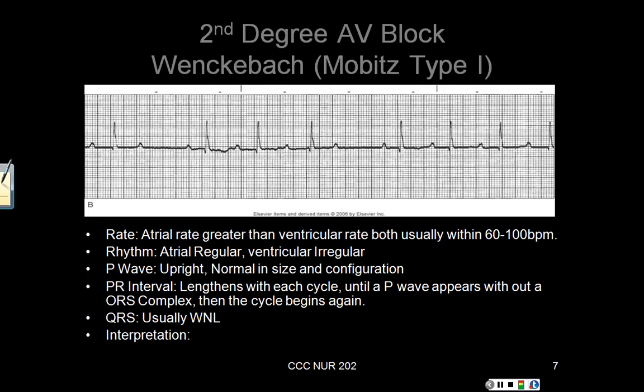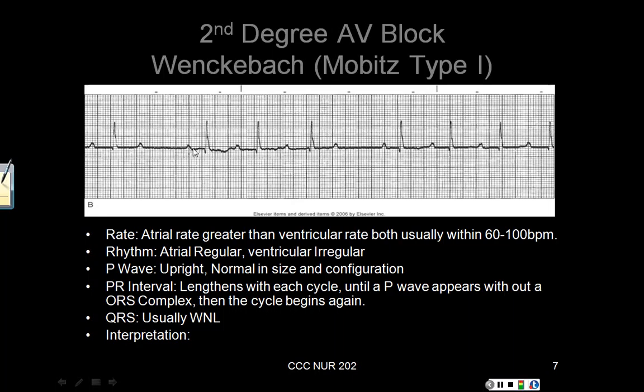Here's the defining factor of this Wenckebach block, Mobitz type 1: the PR interval. The PR interval lengthens with each cycle until a P wave appears without a QRS complex. Then the cycle begins over again. If you look at the first QRS complex and then move to the right, you will see a P wave. That P wave does not have a QRS complex. There is a dropped beat.